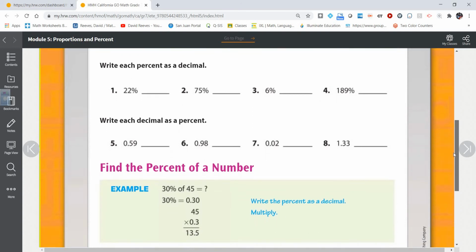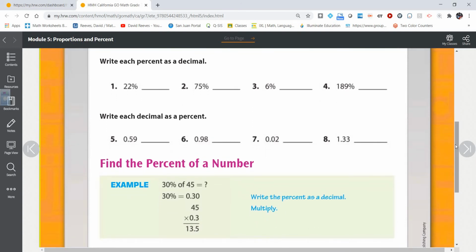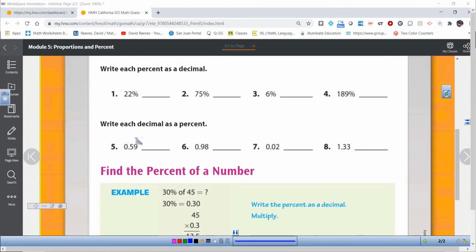Okay, so that's how you do the top part of that Are You Ready assignment. All right, let's go to the next part now, where they're asking us to go the opposite direction. Now they want us to write each decimal as a percent. Okay. Well, again, 0.59. All right, this is the tenths place. This is the hundredths place. It is going to be 59 over 100. 0.98 is going to be 98 over 100. 0.02 is going to be 2 over 100. Again, because that's a 0, we know that we only have 2. We don't have 20. And 1.33 is going to be 133 over 100, right?